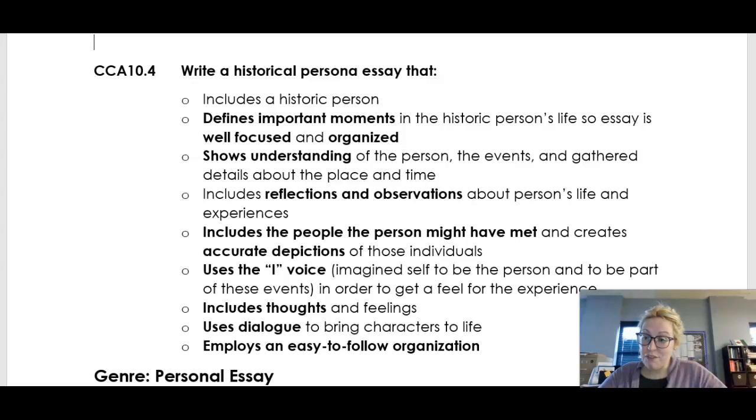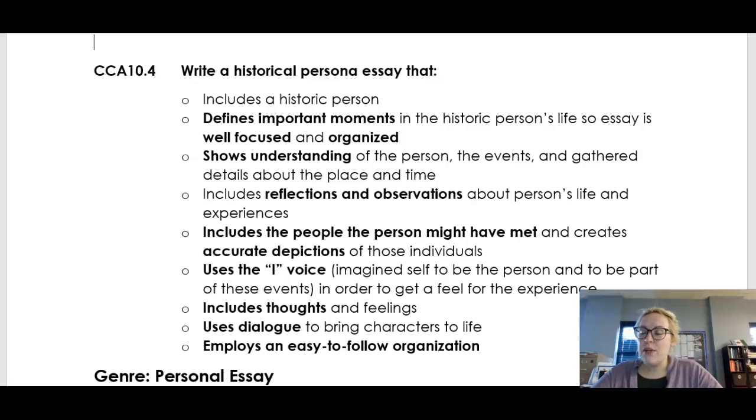This essay is very different from a lot of essays because you are going to use "I," which means you are going to imagine yourself to be the person that you are talking about in these events. So, if I pick somebody like Marilyn Monroe, I am going to talk as if I am Marilyn Monroe in the essay. So, I walked down the street and I saw this person, or I had a very bad upbringing, or this is what I went through when I was a child. That is how you're going to voice your historical persona.